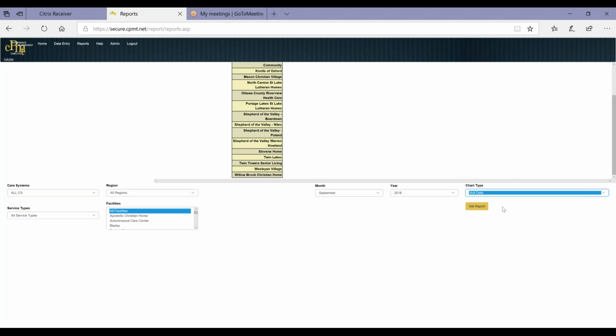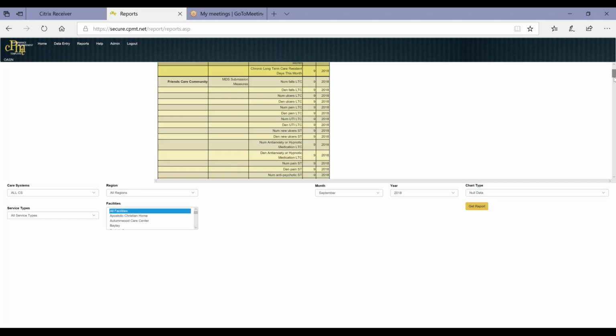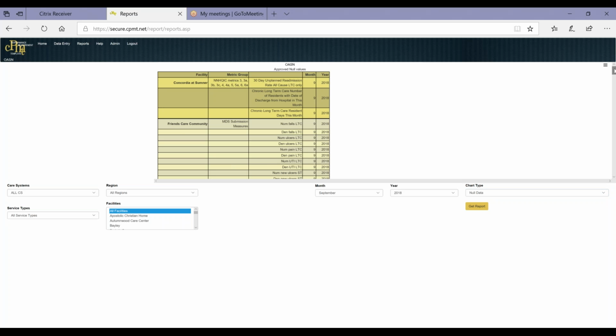Then if we look at the null data, want to make sure everyone is taking a look at this. These are the individuals that need to get their null data in. And remember, on the null data, this report is gathered from approved data. So if you haven't approved your data, you won't be on this report. Once you approve your data, you need to look at this report to see if you missed anything. This tells you exactly what you're missing to go in and fill this. So Concordia is missing this. They need to fill that in.